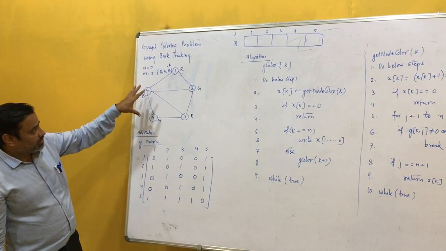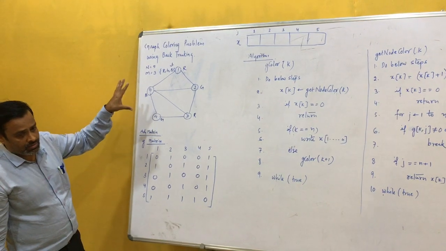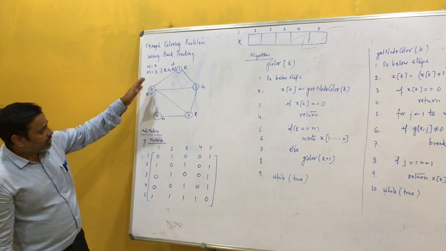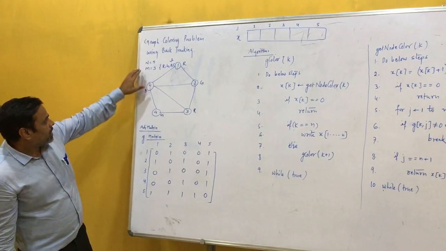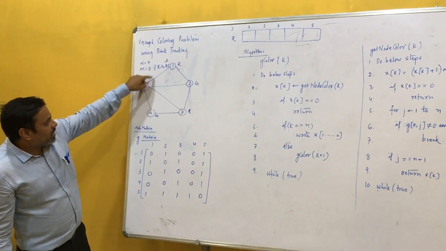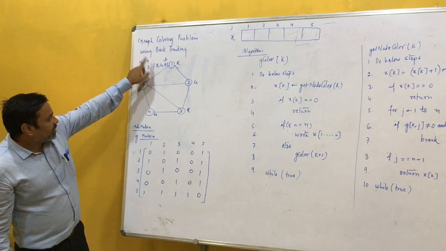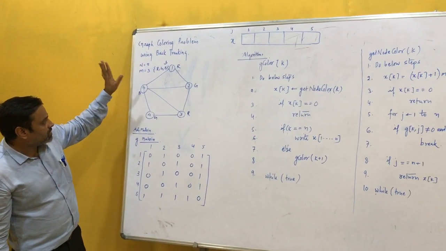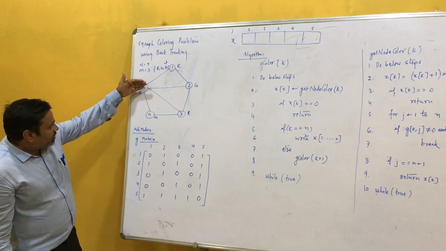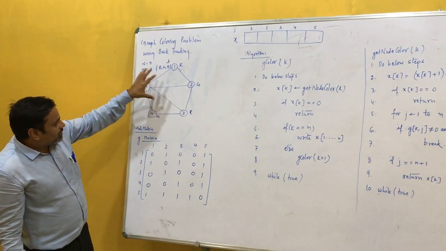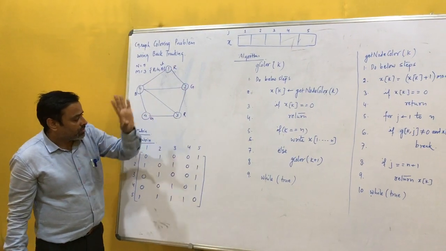Whatever I have done through my natural intelligence, now that will be done through the program. Here n is equal to 5, meaning I am having a graph with 5 nodes. M is 3, it means I am having 3 colors only. Now I will be trying to implement this whole concept in an algorithmic way.